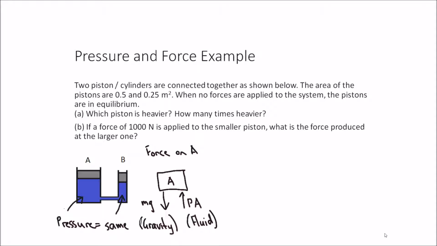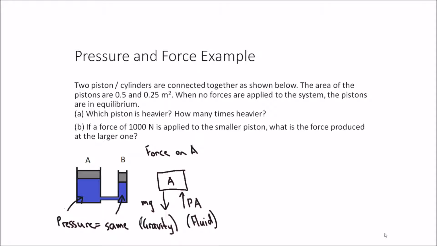There are two important concepts that we have to understand here to answer this question. One of them is a force balance concept, and the other one is regarding pressure. When we see two cylinders connected by a tube like this, we have to know that the pressure in both cylinders is the same. If the pressure in A was larger than B, then fluid would move from A into B until the pressure was the same. We know the system is in equilibrium, which means nothing is moving, so the pressures must be the same.